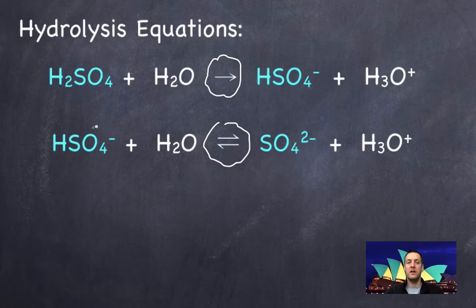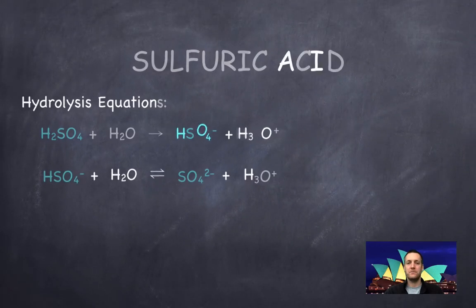However, hydrogen sulfate ions are weak. They don't completely split into ions. So that's why we've got a two-way arrow here and a one-way arrow in the first hydrolysis equation.